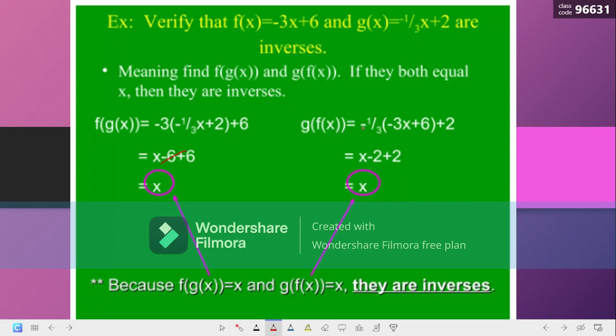Next, g of f of x is equal to negative 1/3. So we're going to replace negative 3x plus 6 in our value of x. So negative 1/3 x, that becomes times negative 3x plus 6, then copy plus 2. So negative 1/3 times 3x, we have here x. Then negative 1/3 times 6, that's negative 2. Negative 2 plus 2, that's 0. So the remaining is x. Because f of g of x is equal to x and g of f of x is x, then they are inverses. Okay, let's continue.